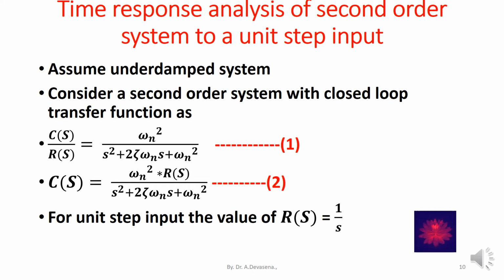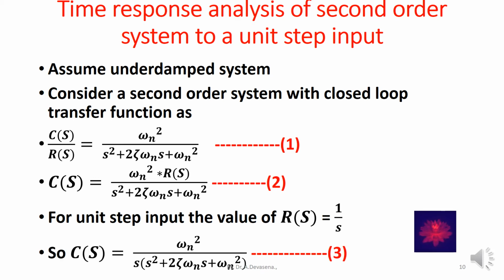For unit step input, the value of R(s) is equal to 1/s. So, C(s) is equal to ωn² divided by s(s² + 2ζωn s + ωn²). Consider this as equation 3. In equation 3, we have substituted the value of R(s) as 1/s.